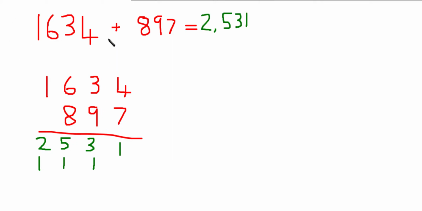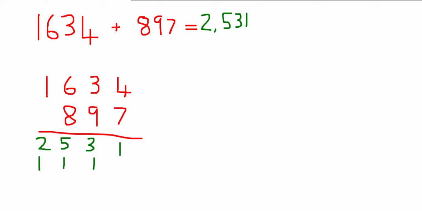2,531. And to check it, let's just use that superglue strategy. So we add on 900, which would be 2,534. And then take off 3, which would be 2,531, 2,531. So we can actually use a mental strategy to check our column addition.